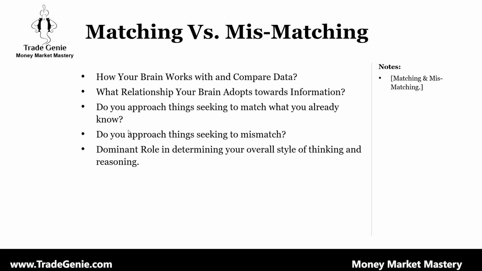Now, the third question is, do you approach things seeking to match what you already know? This is the bias, and it's a big thing. We as humans, silly humans, try to match the thing we already know. We are seeking the answer, and we are going to look for some kind of confirmation. This is confirmation bias.